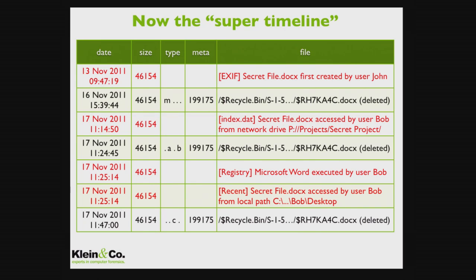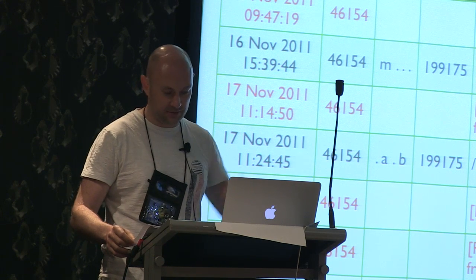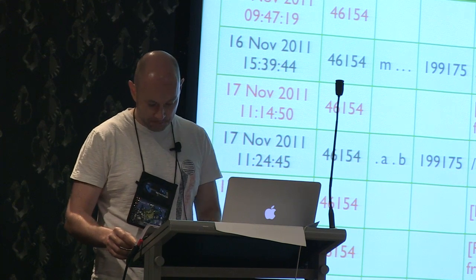The registry might show us that after they accessed the file there, they executed Microsoft Word, and at the same time as executing Word, they opened up the file. This time we're opening it from a local drive. And then we've got the deleted file here. So you can already see, just adding a few bits of information to this timeline, a lot more context, a lot more answers about what was happening with this file that helps to answer those questions that we talked about before.